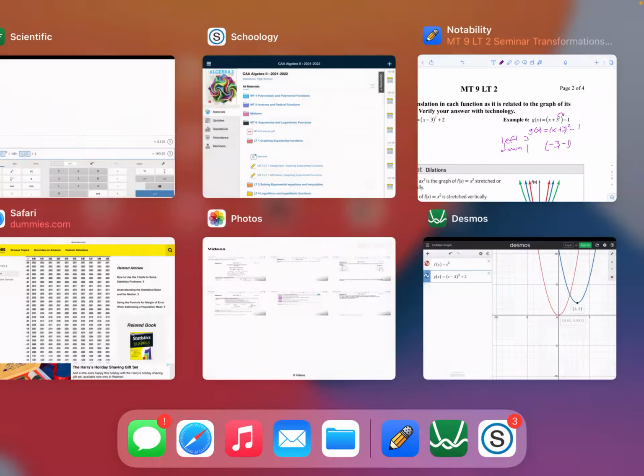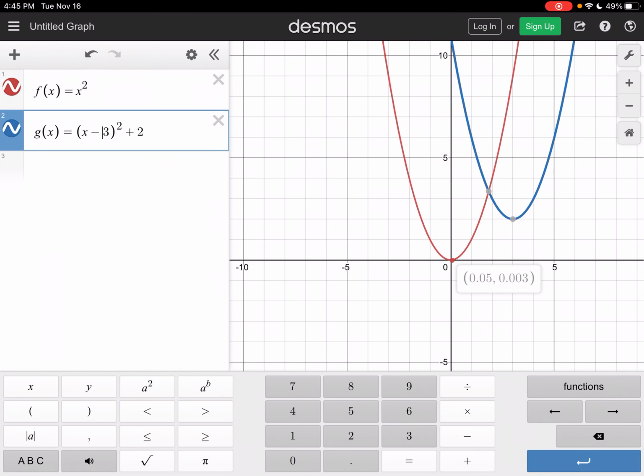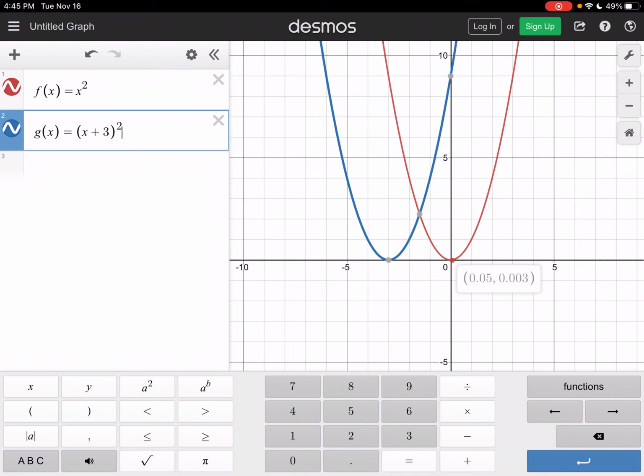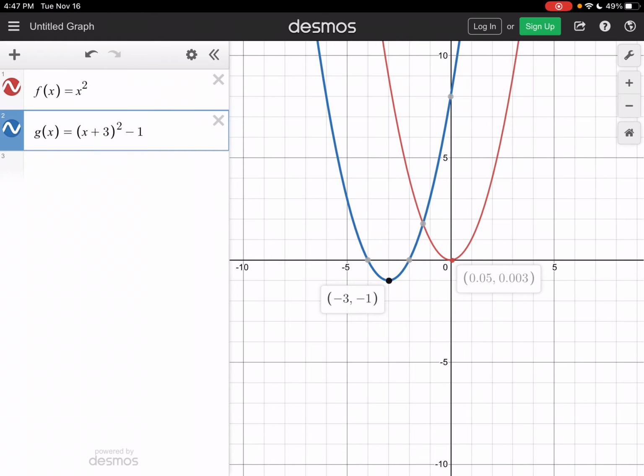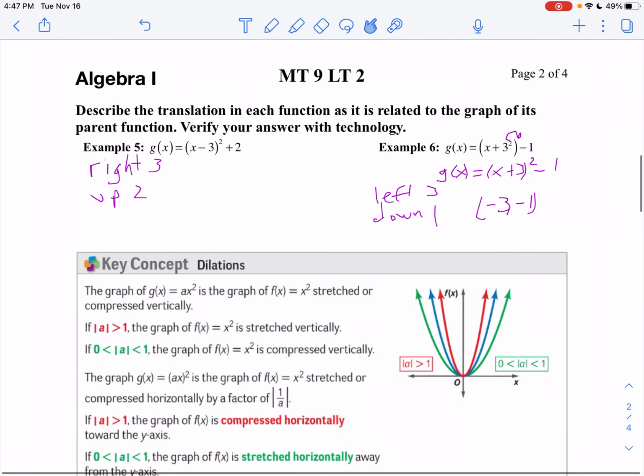Let's take a look here. I'm going to change this to (x plus 3) squared, and I'll change it to minus 1. And there we see our vertex is at negative 3, negative 1. There you have it. Now let's take a look at what happens when you multiply your function by something.